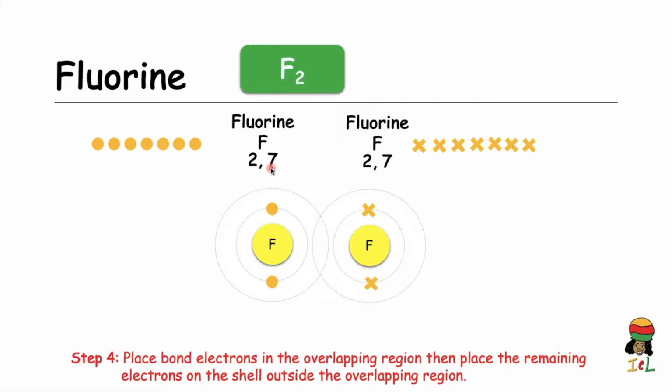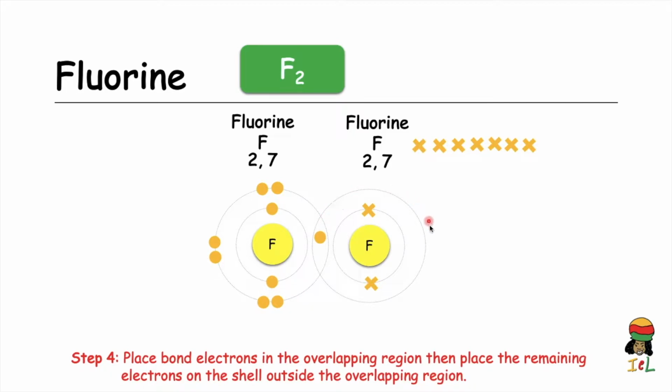And if we recall, an atom will share only the number of electrons that it needs in order to become stable. And since fluorine only needs 1 electron to become stable, it will share 1 of its 7 electrons with the other fluorine atom. After sharing 1 of its 7 electrons, fluorine has 6 electrons remaining, which will be placed on the valence shell outside of the overlapping region.